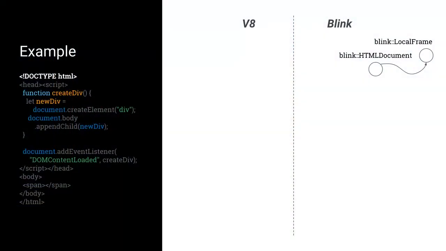First thing is we actually get a document, and it has some reference to a local frame, to which its rendering implementation is attached. So the parser sees the document, and we create a document on the Blink side. No JavaScript is involved here, so we don't need to do anything.